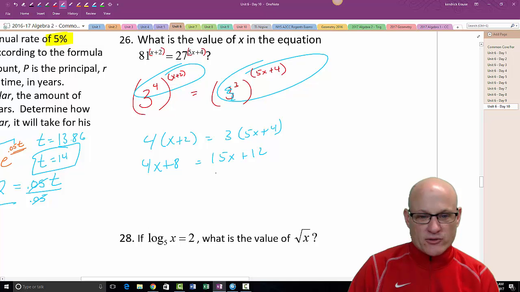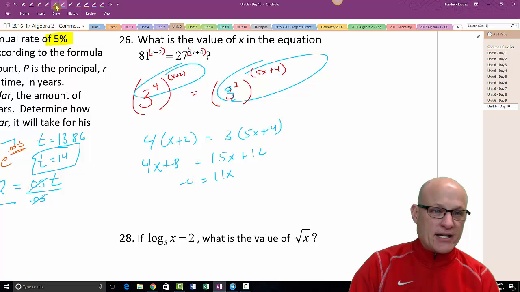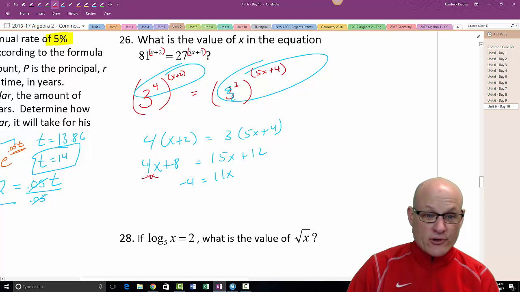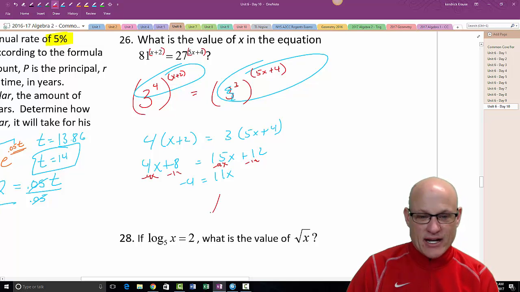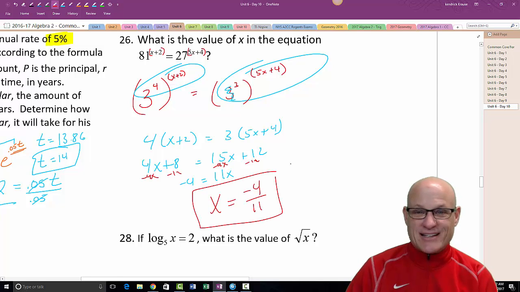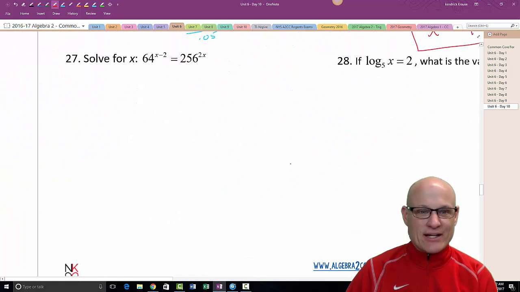Let's see, I'm going to bring those over. So this gives me 11x equals negative 4. I'm assuming I didn't have to show you how I subtracted 4x, and subtracted 12. So divide by 11 and I get x equals negative 4 over 11. I suggest you check this, but I'm not going to. I ain't got time for that stuff.